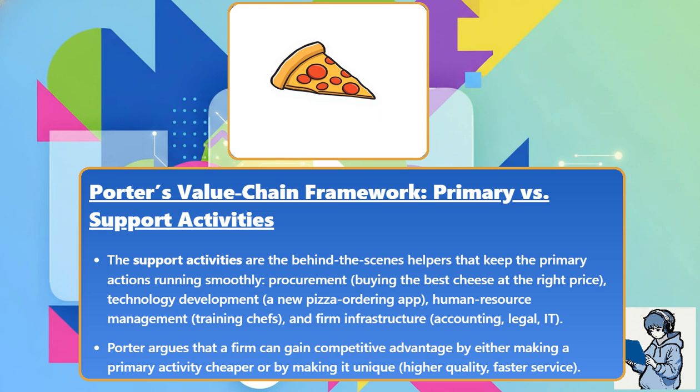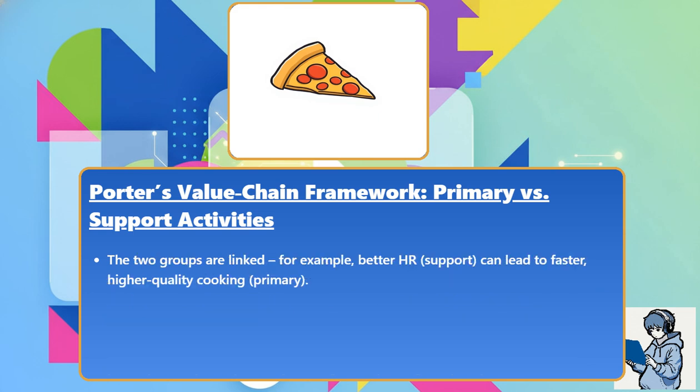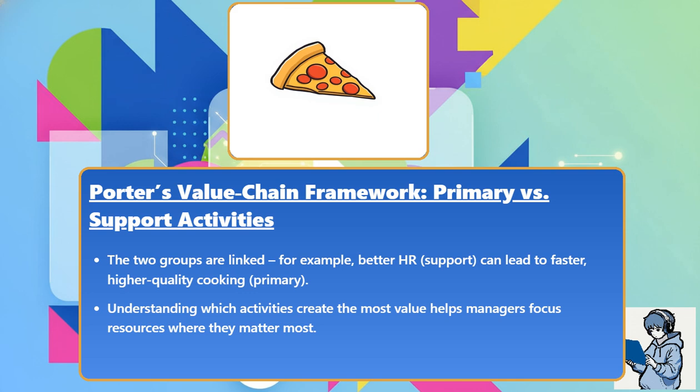Porter argues that a firm can gain competitive advantage by either making a primary activity cheaper or by making it unique: higher quality, faster service. The two groups are linked. For example, better HR support can lead to faster, higher quality cooking, which is primary. Understanding which activities create the most value helps managers focus resources where they matter most.